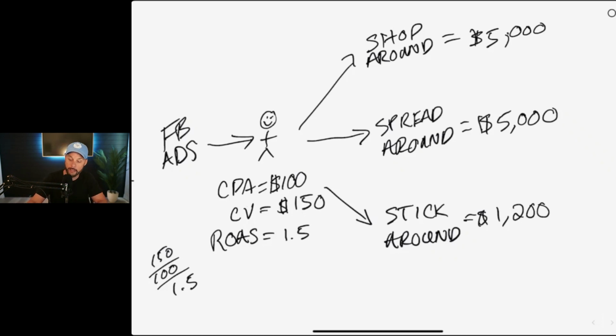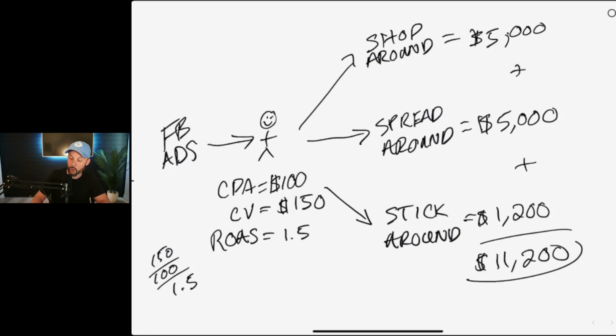Now, let's add these things up, right? Let's add a plus mark. So 5,000 plus 5,000 is 10,000 plus 1,200. That is $11,200. This is $11,200 that this customer has come and spent with you over the course of 5 years. And let's just call him Jim, right? Like, this is Jim and he spent $11,000 with you.